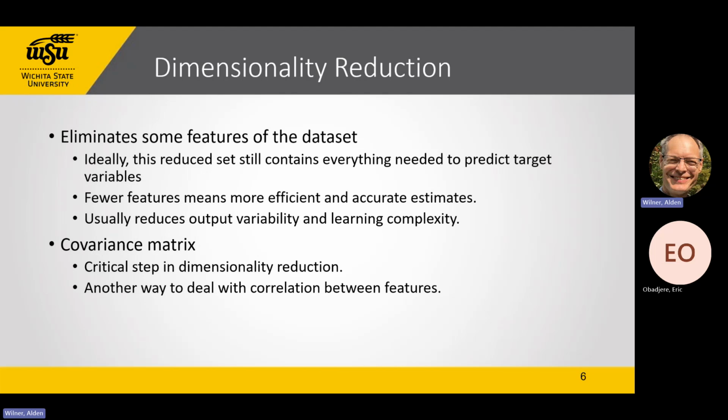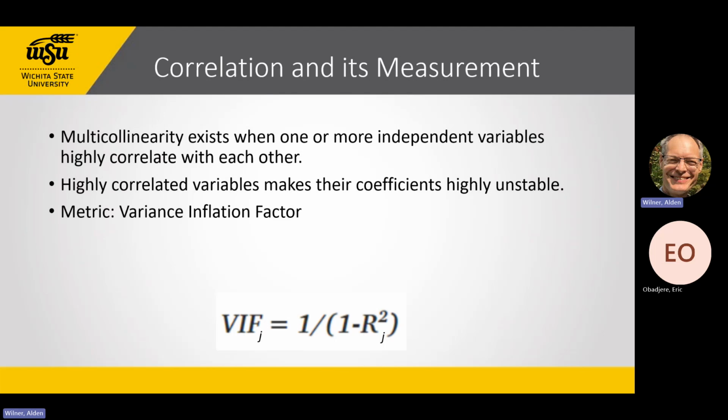So one way we can do this is to use what we're going to call the covariance matrix, where we look at how each feature varies along with the other, right? This is another way to deal with correlation between features. We've talked about the variance inflation factor before, right? So how do we measure multicollinearity? And the answer is we measure that using the variance inflation factor. And we have variables or features that are supposed to be independent of each other.